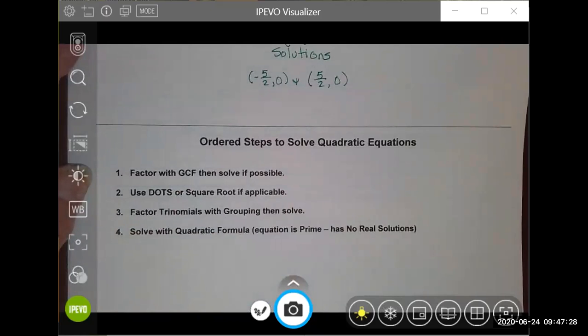That's it on solving the simple cases, folks. Look forward to reviewing how to solve trinomials next class.